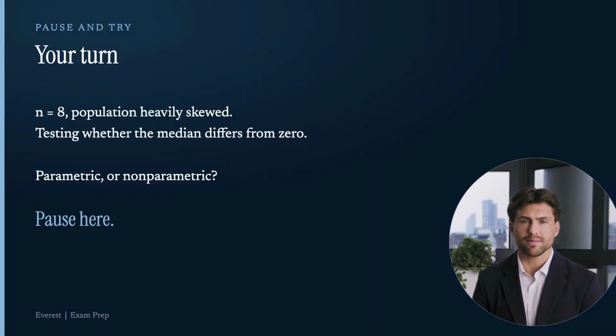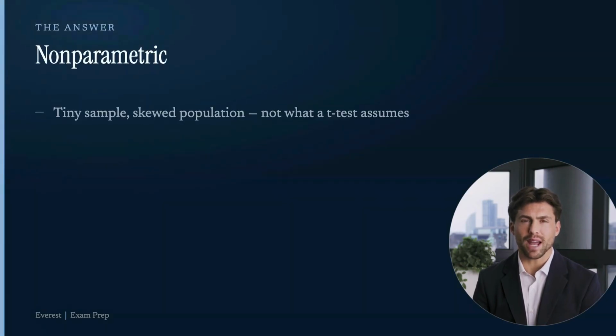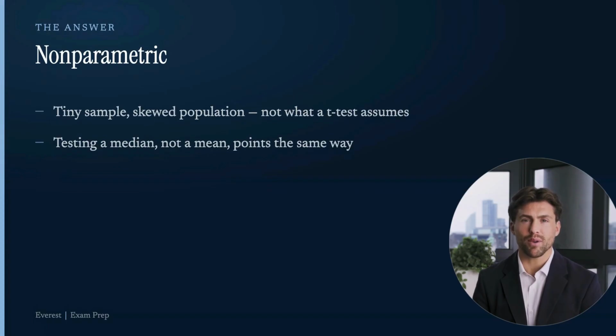Your turn. A researcher has a sample of just 8 returns and has reason to believe the underlying population is heavily skewed, nothing close to normal. She wants to test whether the median return differs from 0. Parametric test or non-parametric? Non-parametric. A tiny sample from a skewed population is exactly the situation a t-test isn't built for. And testing a median, not a mean, points the same direction.